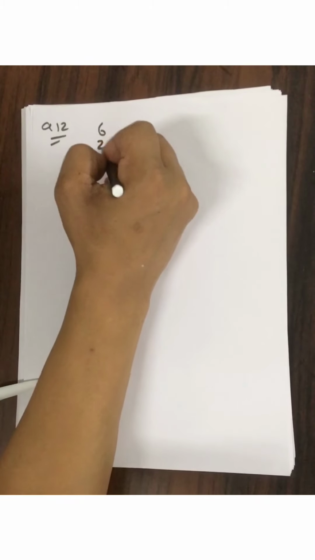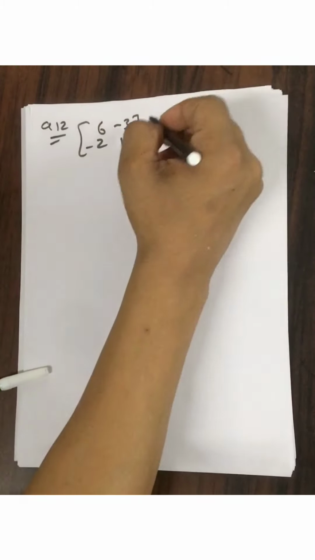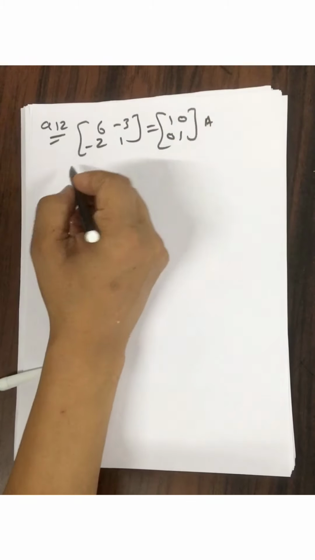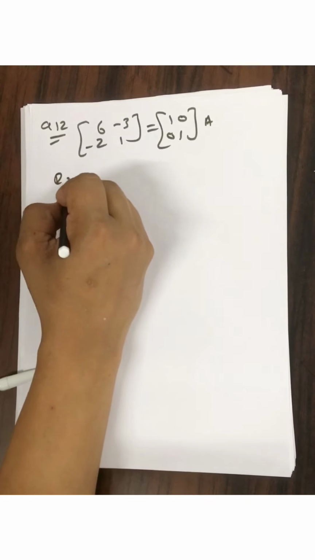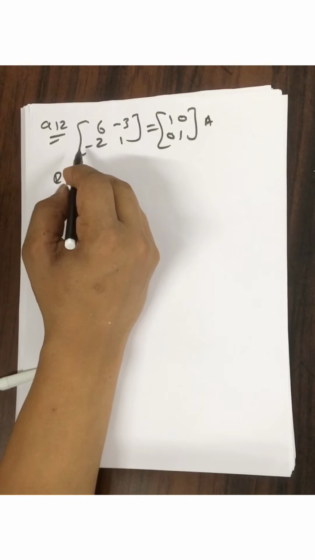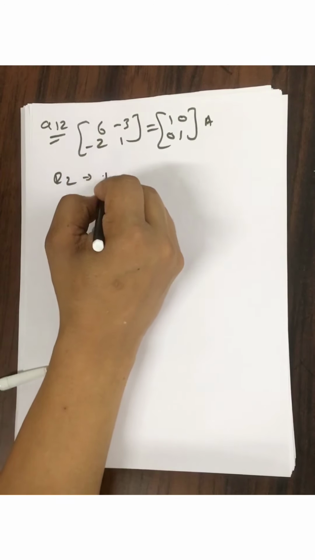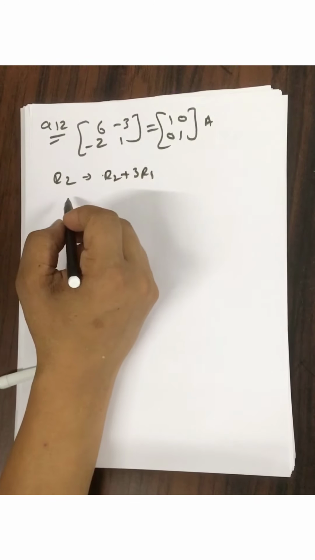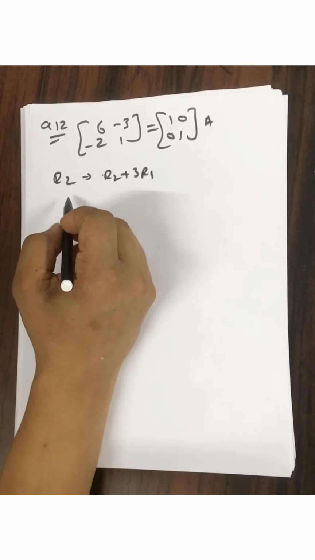Question number 12. Let's see. 6, 2, negative 2, minus 3 and 1. What do we do? Equals to 1, 0, 0, 1, A. How to get rid of the 6? In R2, if the 6 is there, we can let it be like this. This will be useful. R2 plus 3 R1. Can we do? Then what happens? This will be 0.